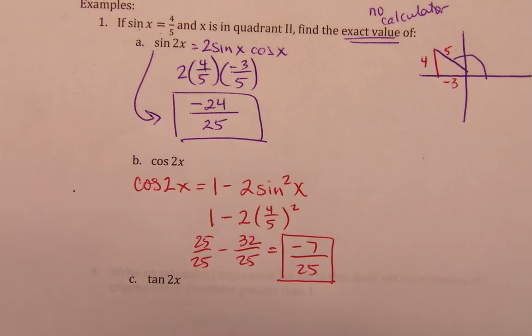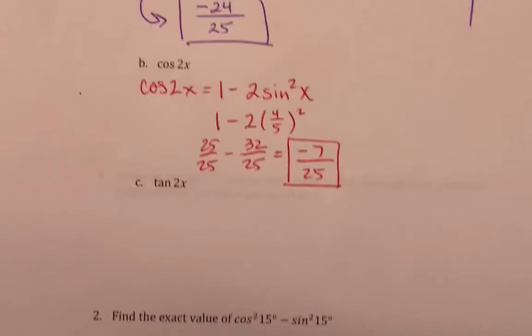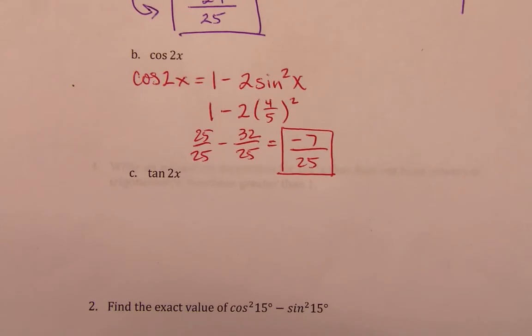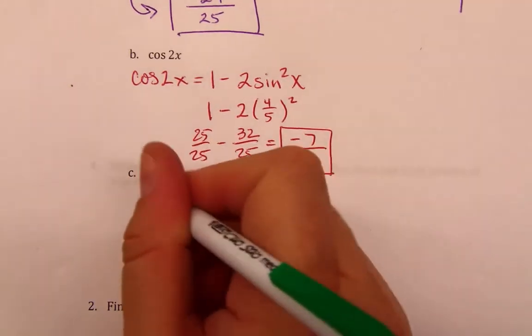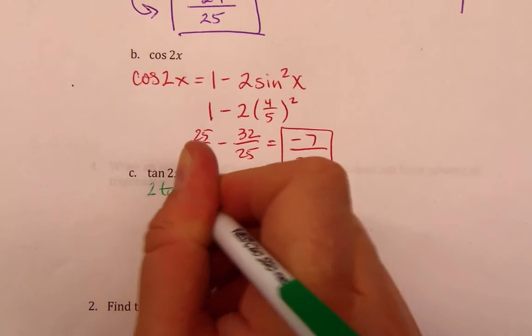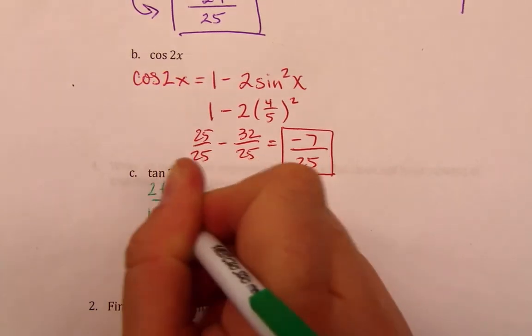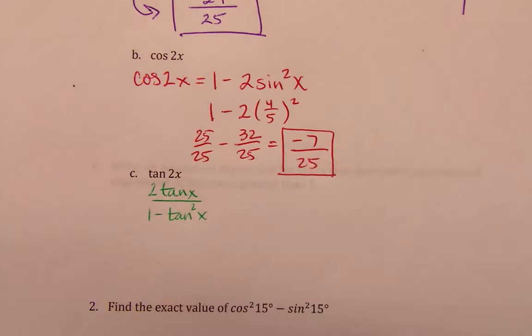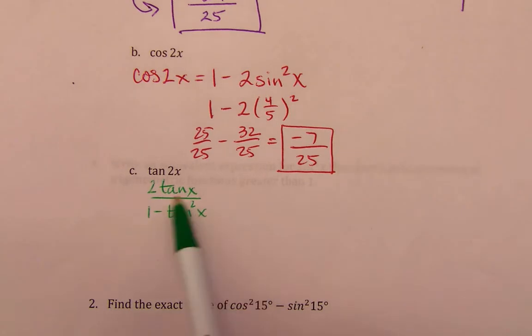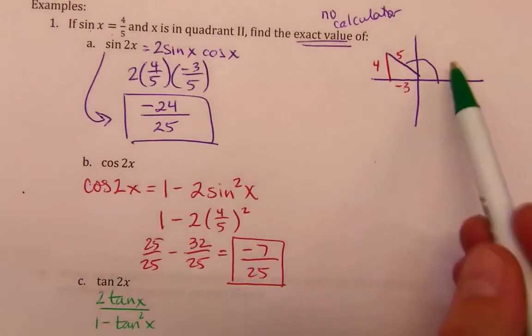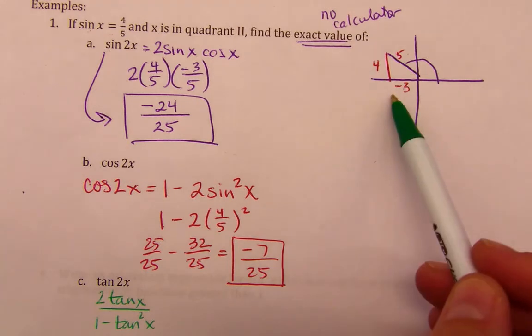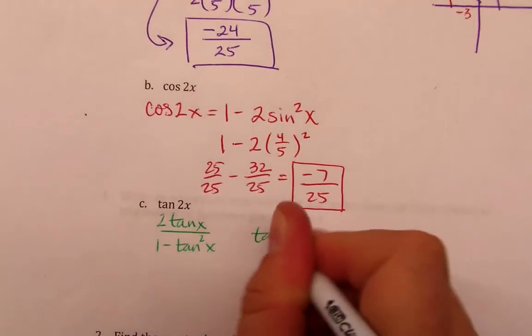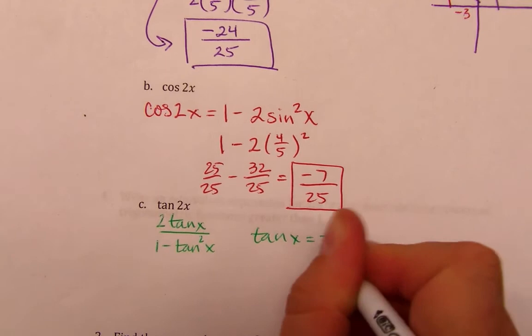And the next one, we have tangent. So tangent of 2x, we have a formula for. This is going to be 2 tangent x over 1 minus tangent squared x. And so we can go ahead and find what this is. We need to find out what tangent of x is. So looking back at our diagram, we have opposite over adjacent. So tangent of x is equal to -4/3.